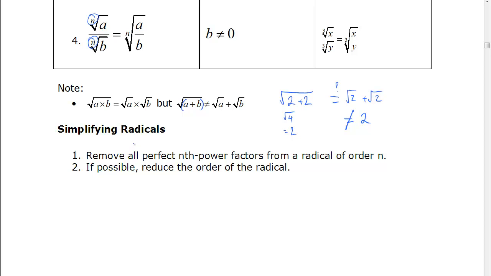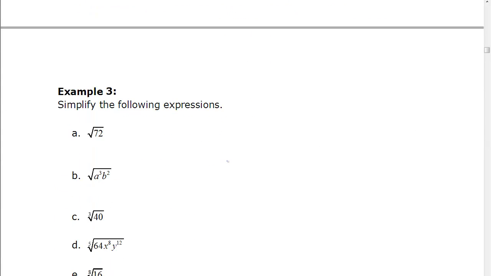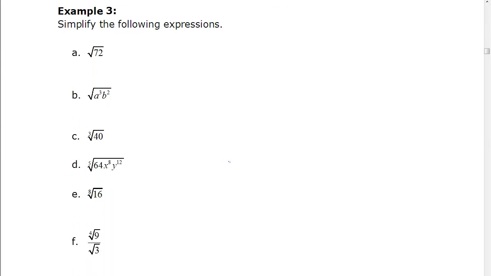Simplifying radicals is what we're going to do here. So we want to remove all the perfect nth power factors, which means remove all the perfect squares, perfect cubes, perfect fourths, etc. And if possible, we're going to reduce the order of the radical. So see if we can make that little n in front a smaller number. So we'll do these examples here.